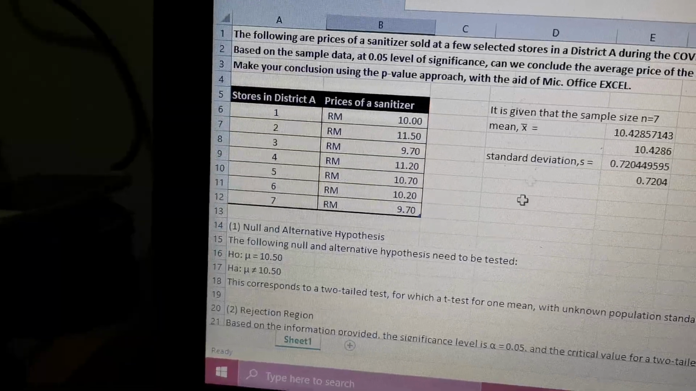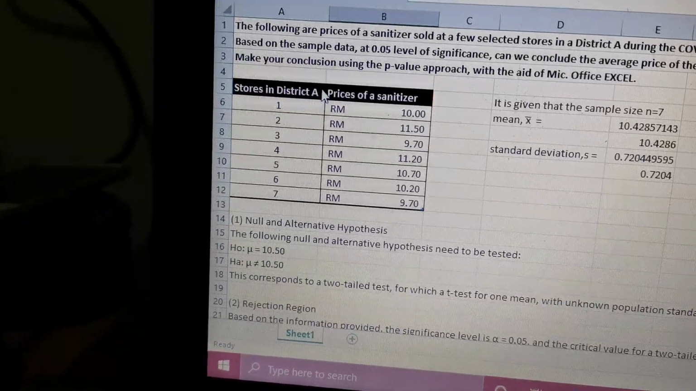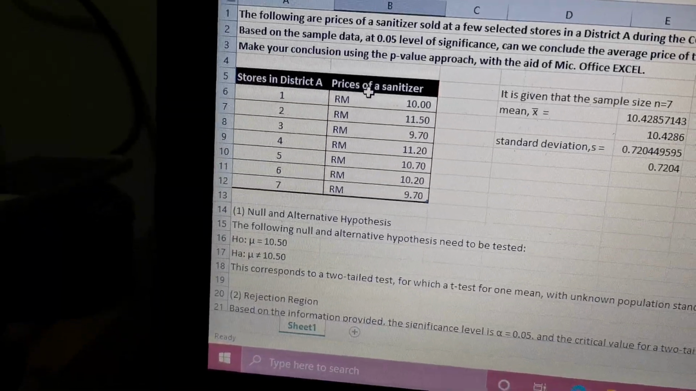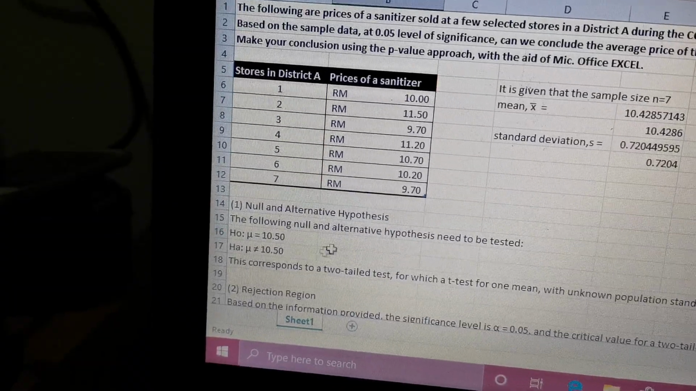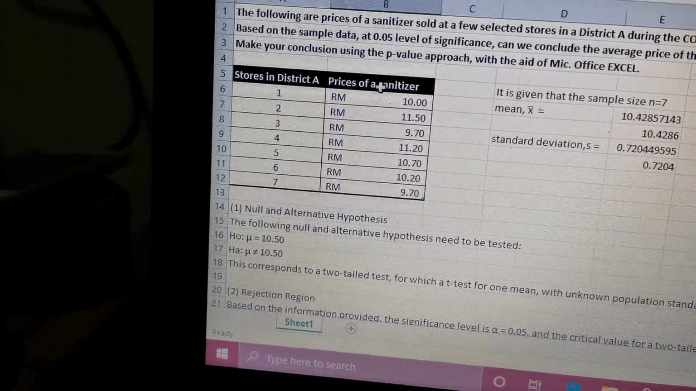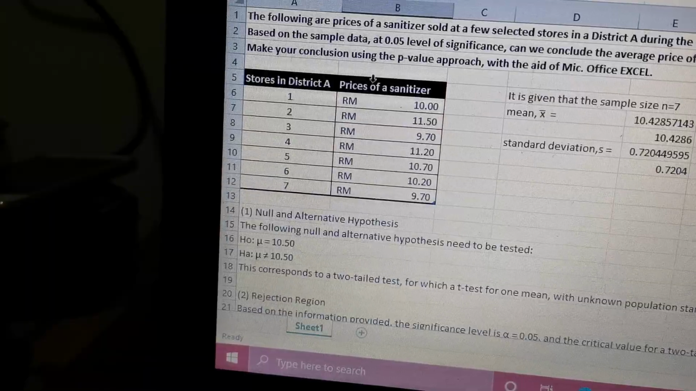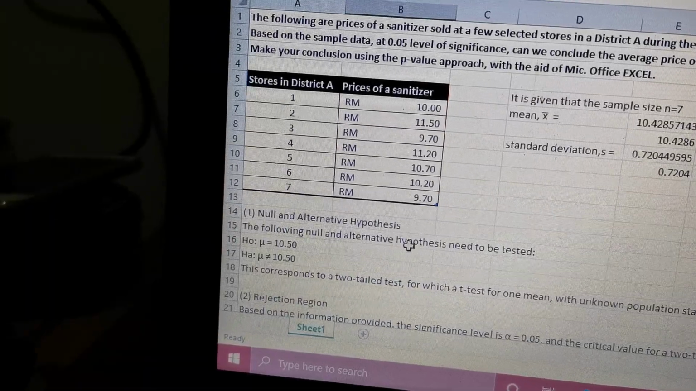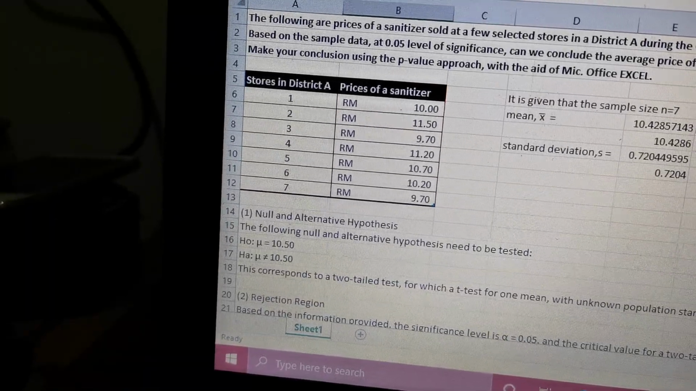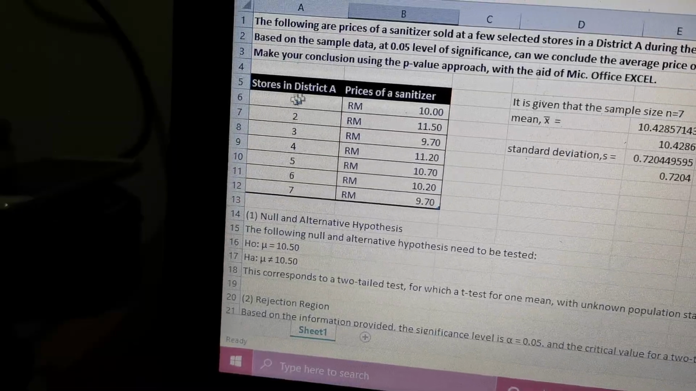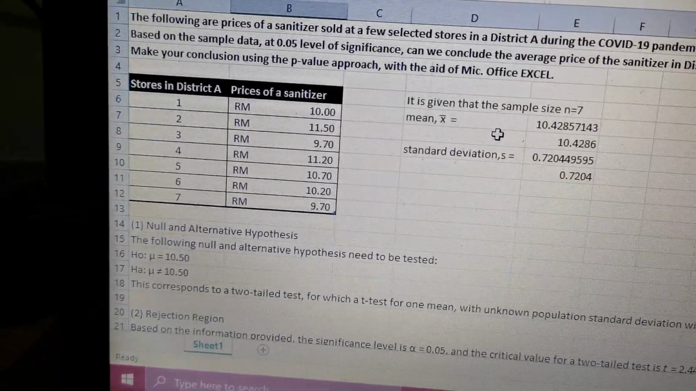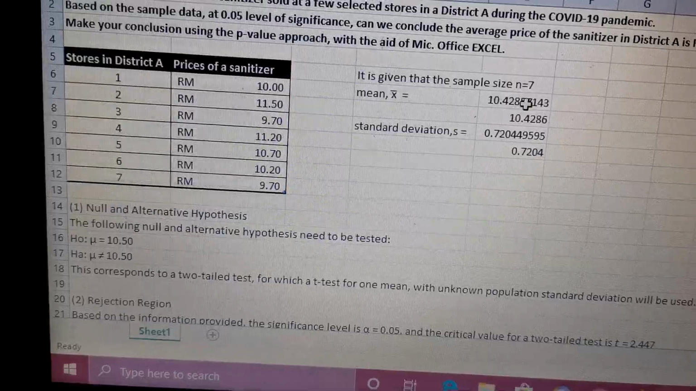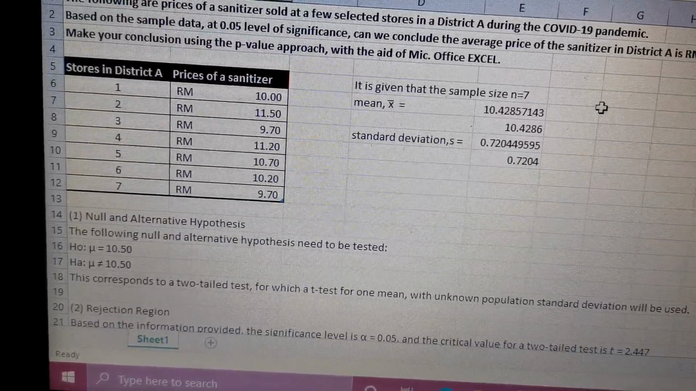The table shown is about stores in District A and the prices of a sanitizer. There are 7 different stores in District A and 7 different prices of a sanitizer that have been sold by different stores in District A. It is given that the sample size is n equal to 7.